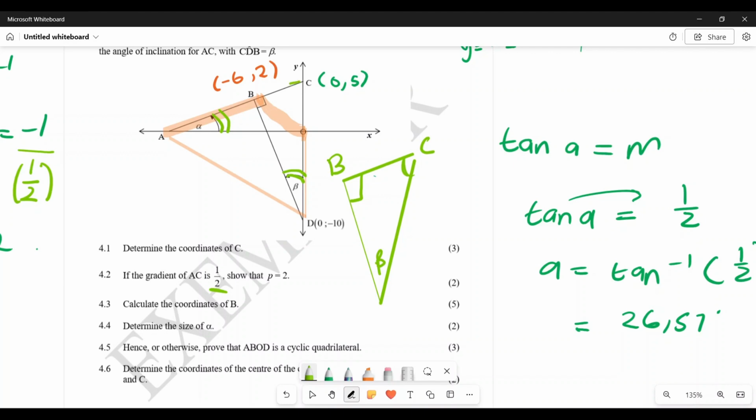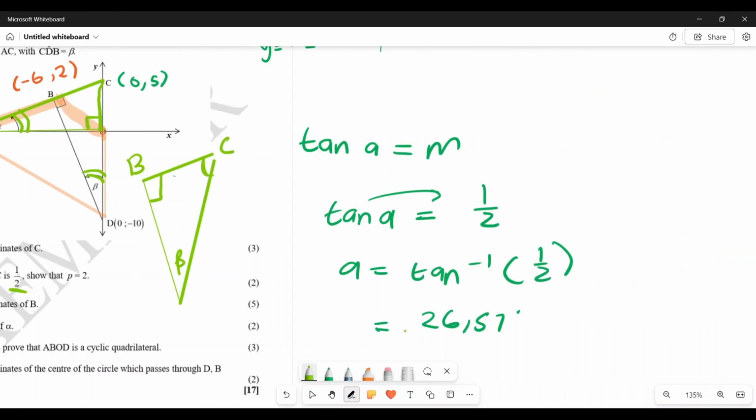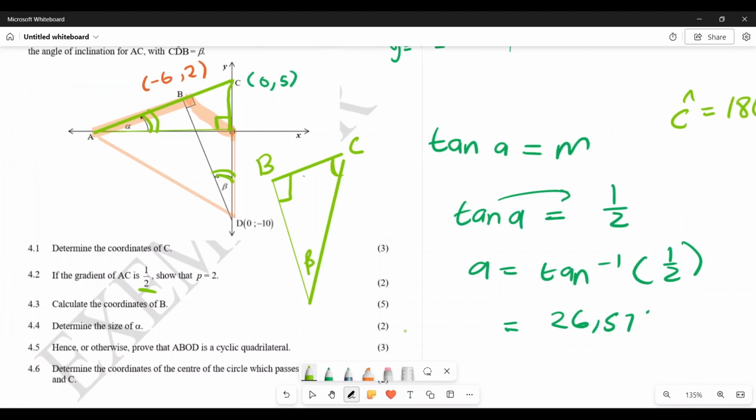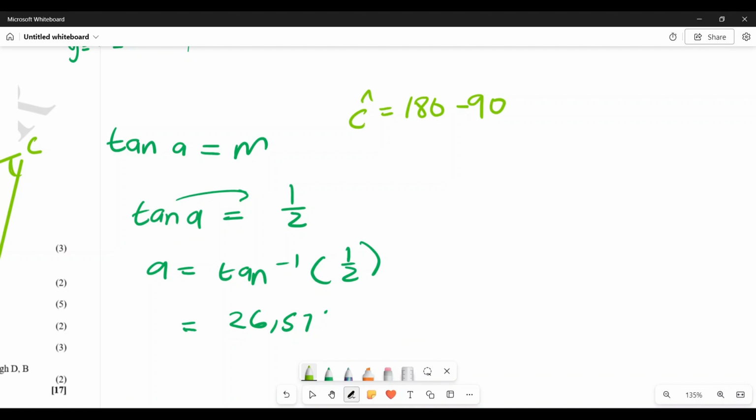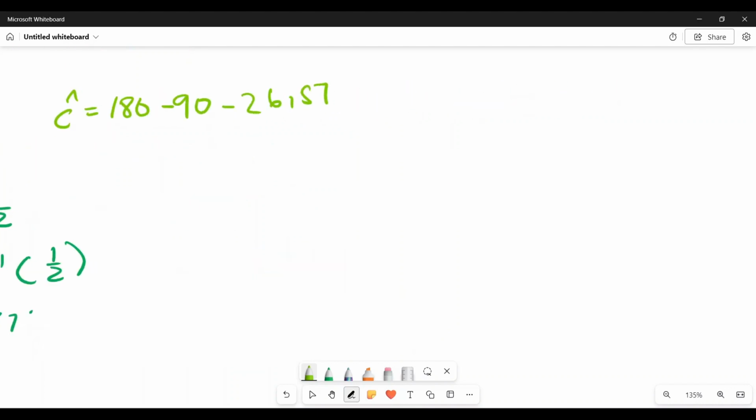I'm going to use this triangle right over here, which is also a right angle triangle. I'm going to use this triangle because I have angle A. I know that this is 90. I can find angle C. So now let me solve for C. I know that angle C is going to be equal to 180 minus 90, minus my angle of inclination, which is 26,57. Why is that? Sum of angles in a triangle.